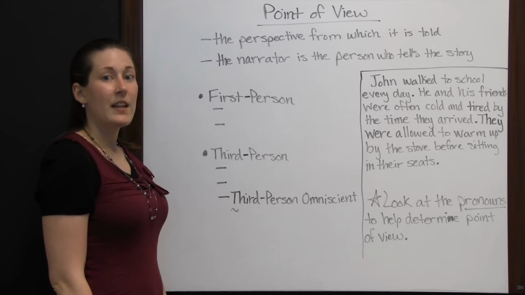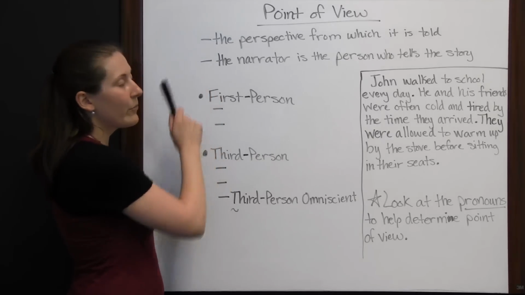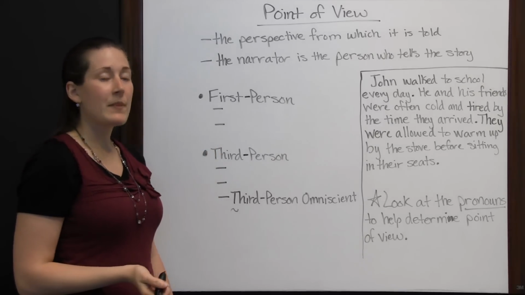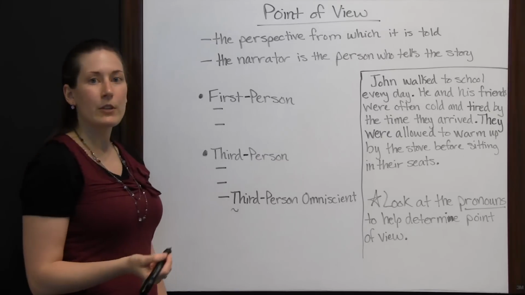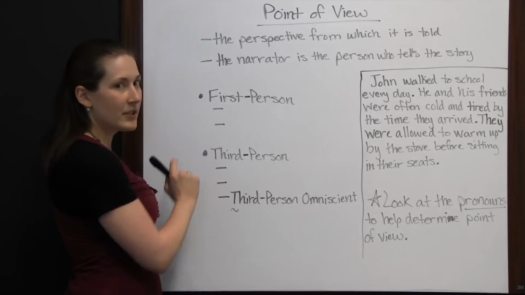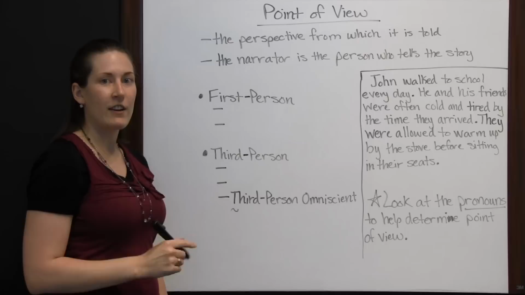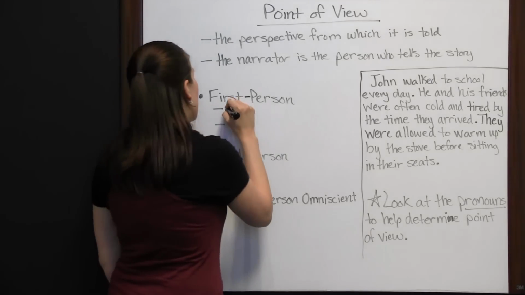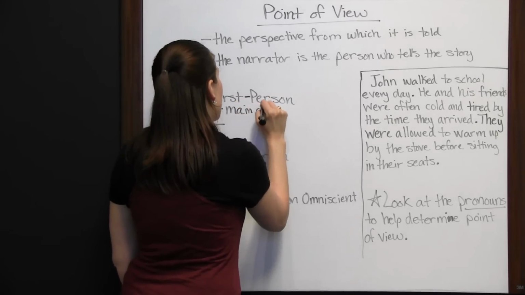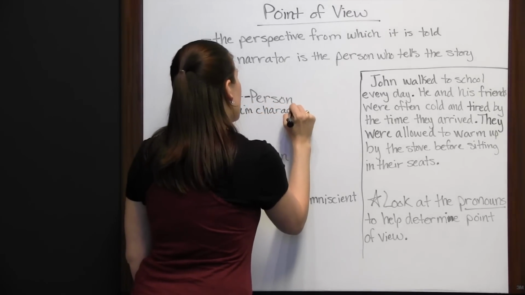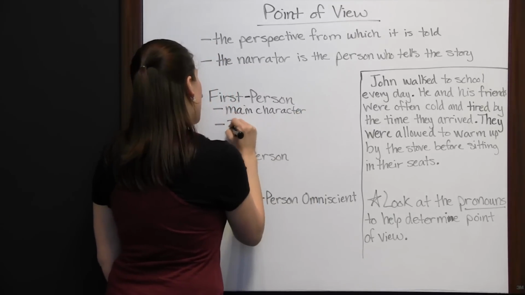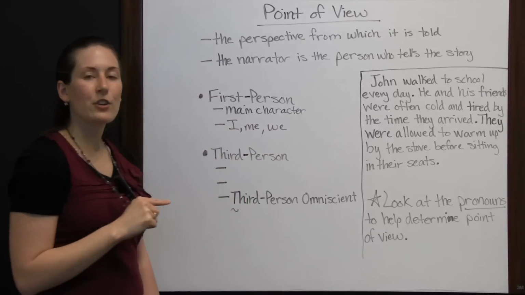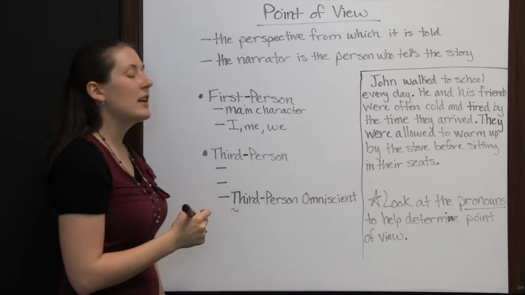Point of view. The point of view is the perspective from which a story is told, and the narrator is the person who tells the story. So when we're looking for point of view, we're looking to see if we have a first-person narrator or a third-person narrator that's telling us the story. In first person, your narrator is going to be your main character, and they're going to be saying I, me, we. These are the pronouns you're going to see associated with the first-person narrator.